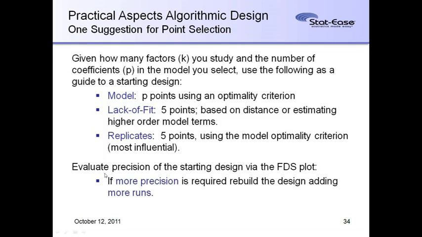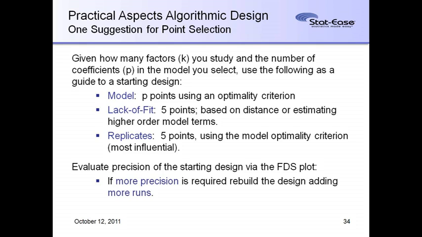Okay. Then what we can do is we can evaluate the precision of the starting design using an FDS plot, and we can actually size our design for the precision we want in our predicted values.